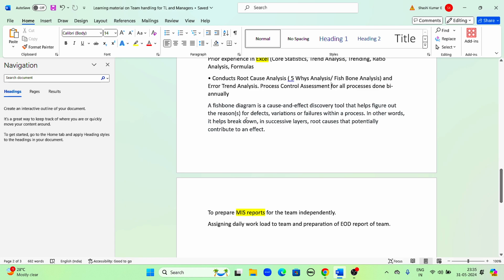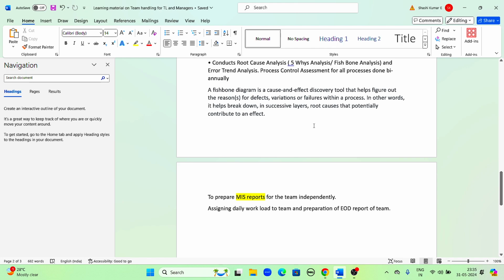So what is a fishbone diagram? It's a cause and effect discovery tool that helps to figure out the reason for the defects, variation, or failures within the process. In other words, it helps break down in successive layers the root causes that potentially contribute to an effect.